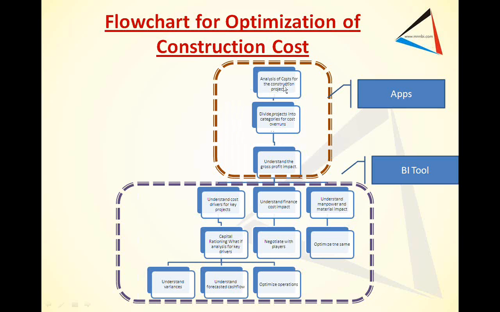First of all, we look at the analysis of the cost for the construction projects, then divide projects into categories for cost overruns, and understand the gross profit impact. Then we take three different branches. Look at the cost drivers for key projects. Look at capital rationing issues, understand the variances, understand the forecasted cash flows. Then you understand the finance impact, cost impact, and negotiate with the key players. Understand the manpower and material and optimize the same.